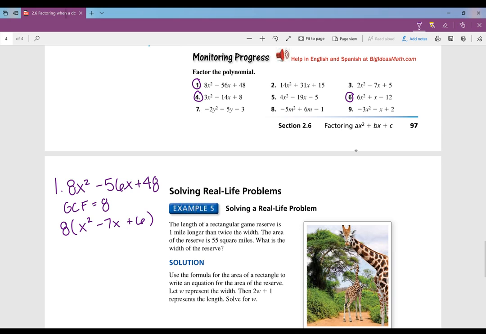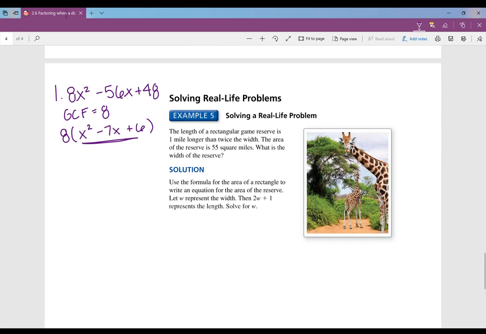Now we can just factor this one with smaller numbers, and then we don't have to worry about the big numbers. So if we're factoring x squared minus 7x plus 6, our a is going to be 1, b is negative 7, c is 6, and then we do a times c, so we're doing 1 times 6. I'm going to find two things that multiply to 6 and add to negative 7. So that's going to be negative 1 and negative 6, right? Those will multiply to a positive 6 and add up to a negative 7.